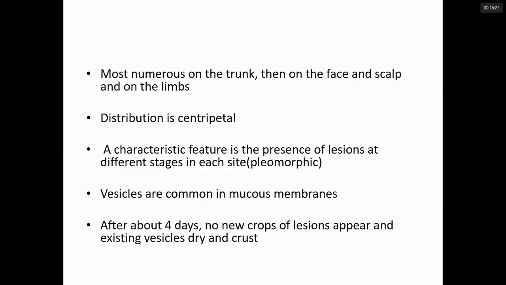The vesicles are most numerous on the trunk, then on the face and scalp, and on the lips. This distribution is called centripetal distribution. And the rashes of the varicella infection are called pleomorphic because there are different stages of lesions present in the same person. Sometimes there can be papules, erythema, vesicles, pustules, and crusts, all different stages of the lesion at the same time.